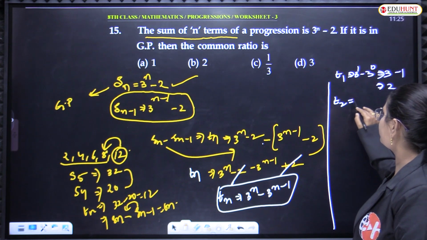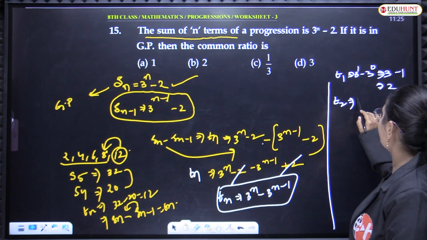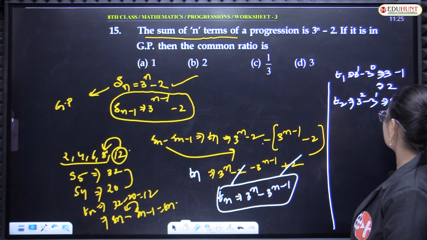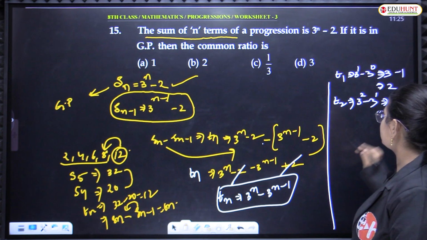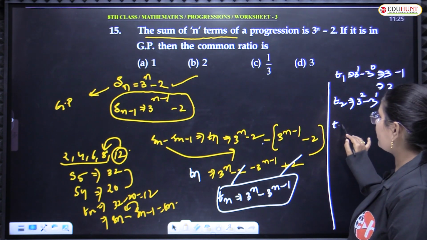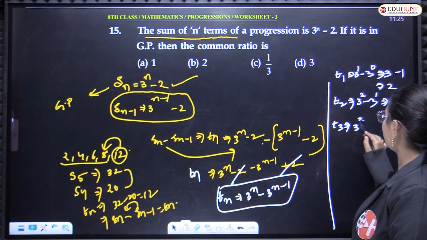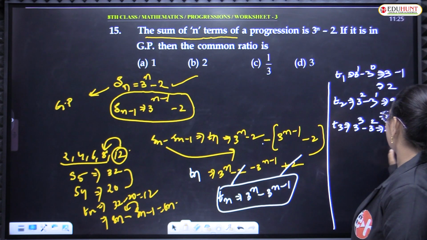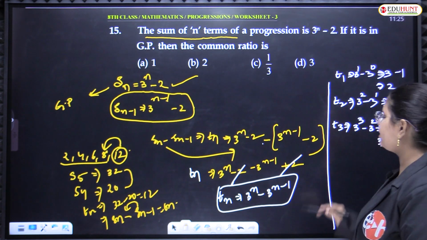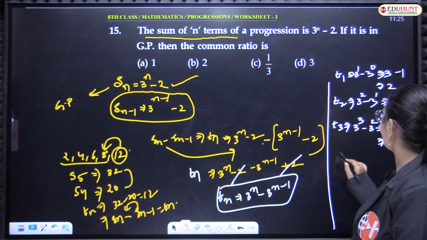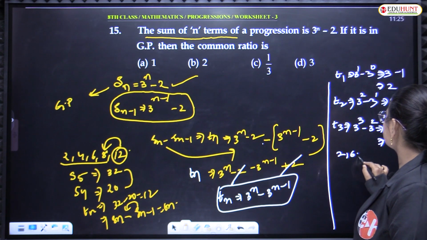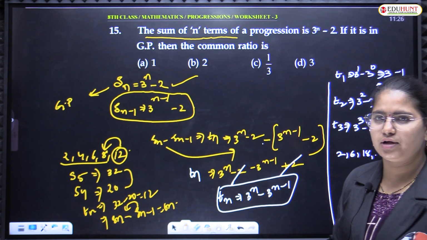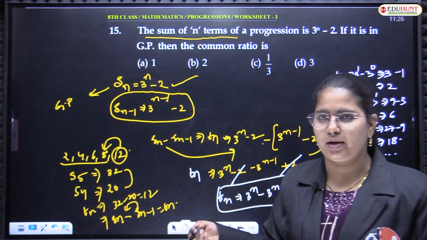Next, suppose you want to find T2. 3 power of 2 minus 3 power of 1: 3 square is 9, minus 3 is 6. Next, suppose you want to find T3. 3 cube minus 3 square, 27 minus 9 is how much? 18. So, what are the terms you got? 2, 6, 18 and so on, right? If I have 3 terms, that is fine.